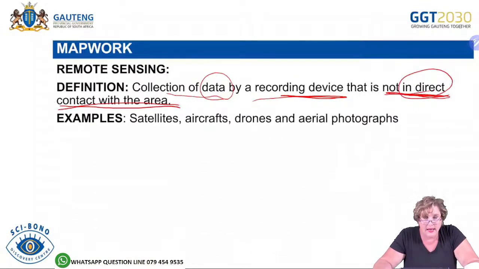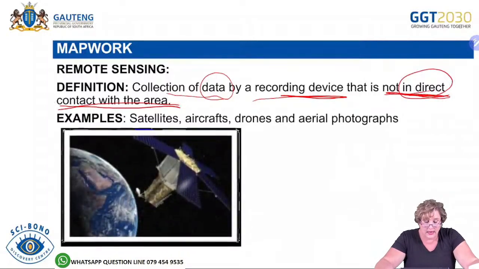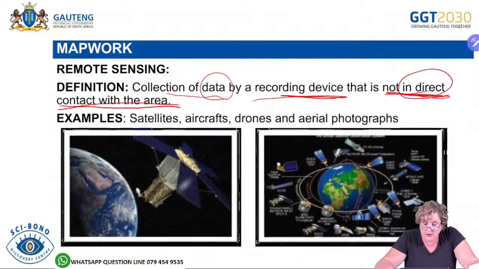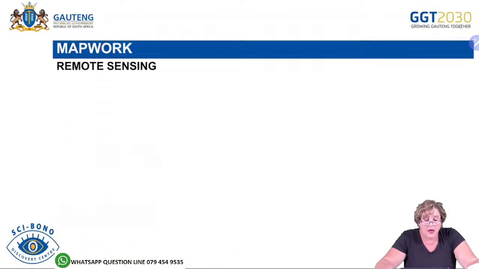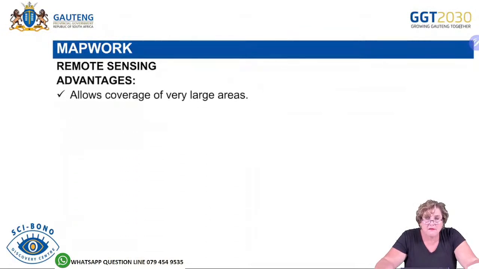For example, a satellite, an aircraft, a drone, or an aerial photo are ways in which we can capture remote sensing. There is your satellite, for example, and there you can also see other satellites taking pictures of the Earth. I'm busy with remote sensing. What are the advantages of remote sensing? We can cover a very large area. You can see, for example, a satellite can cover the Earth. It's taking photos of the Earth.